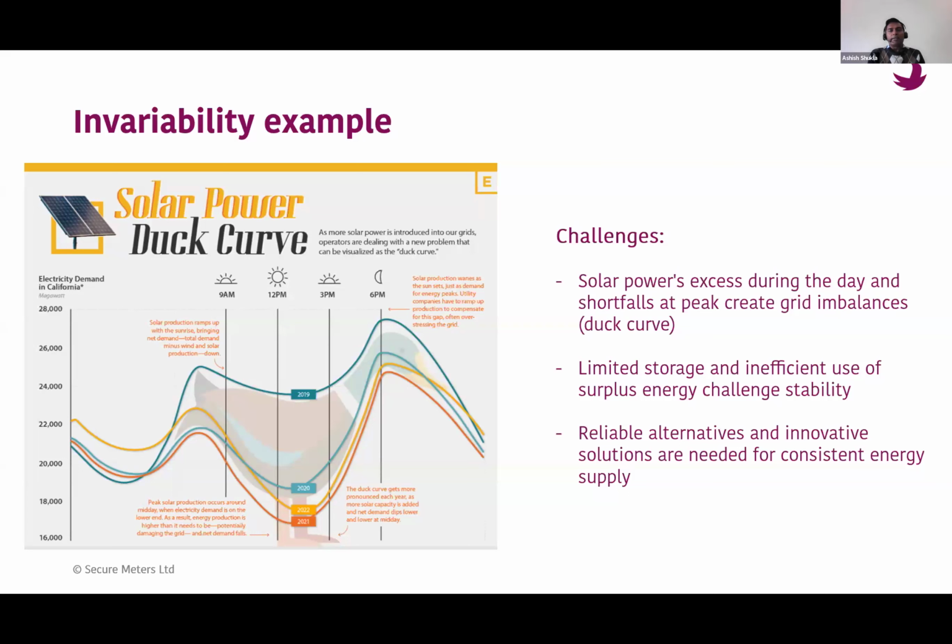As I was telling you, it's variable power. And then the grid has to manage from very low demand up to the very high demand, which you see at around 6 p.m. So the grid has to manage all these scenarios throughout the day.